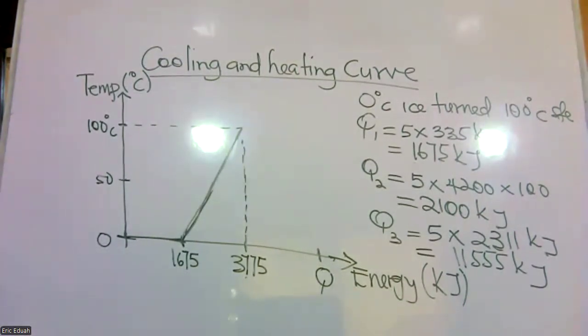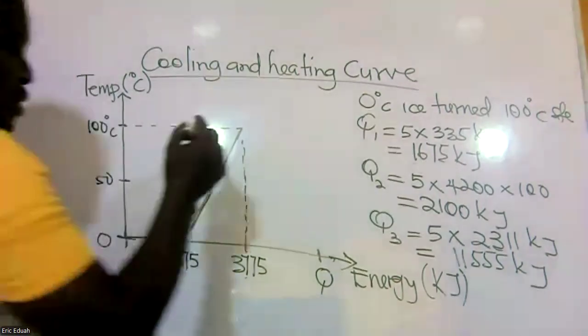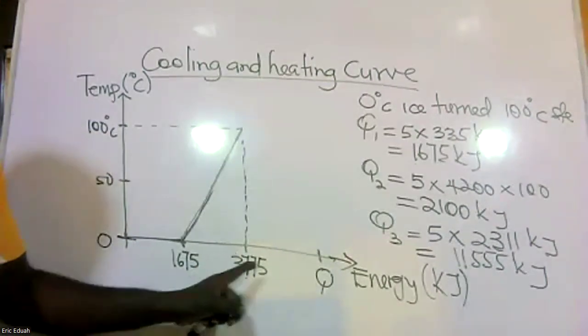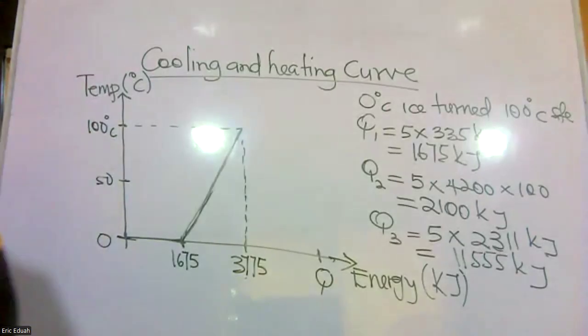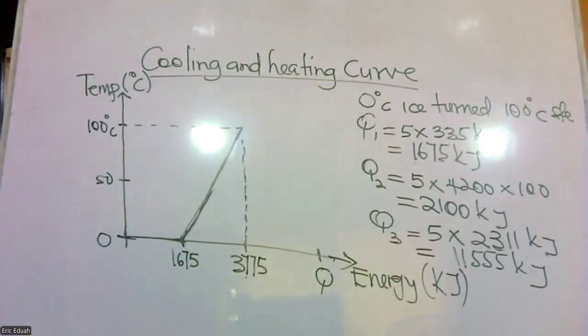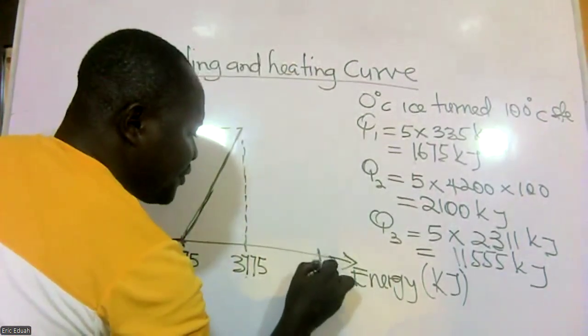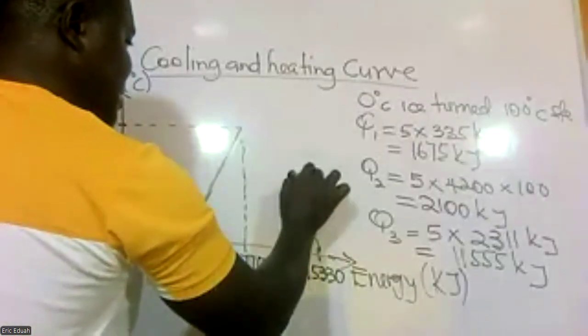Then at 100 degrees Celsius, a change of state also came in. And the energy used in changing states is 11,555. So this will also add up to this. So 3775 plus 11,555 is 15,330. So Q3 will be 15,330. So this is actually a change of state.